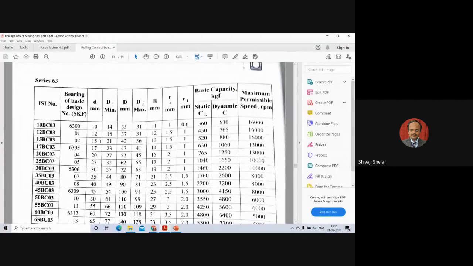Okay, so this is regarding the selection of the bearing from the manufacturer's catalog. These are the SKF catalog values put in our PSG data book. I will upload this data in the classroom. So whenever we solve the problem in the next session, at that time you can refer to this data.